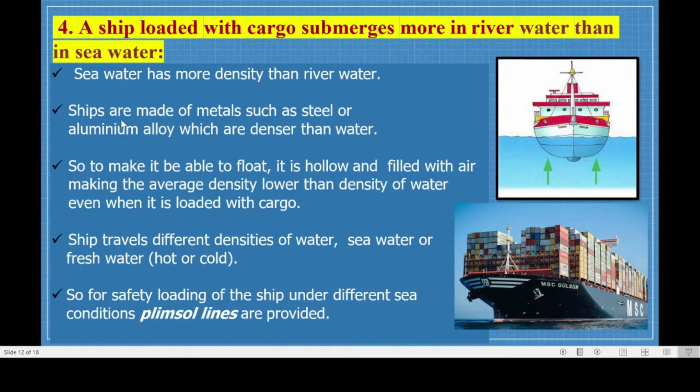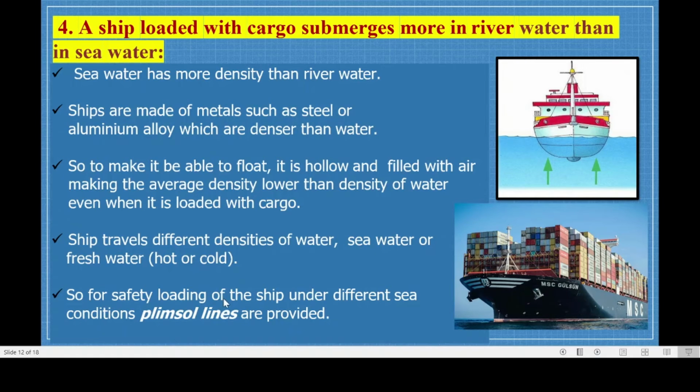You know that ships are made up of metals such as steel or aluminum alloy, which are denser than water. So to be able to float on the surface of the sea, the ship is hollow and filled with air, making the average density lower than the density of water, even if it is loaded with cargo. Ships travel through waters of different densities, sea water or fresh water.